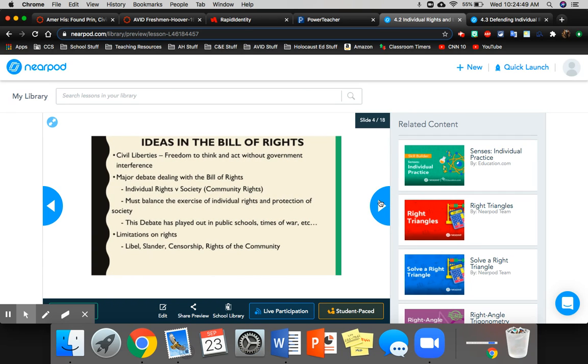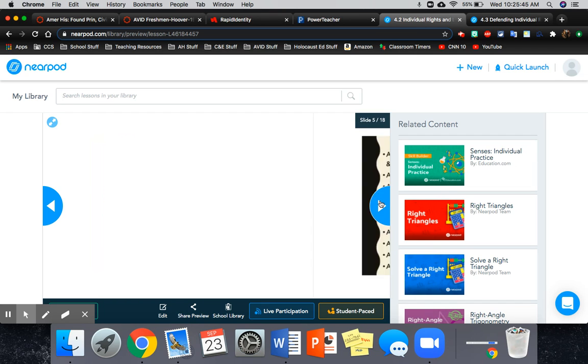All right, so ideas in the Bill of Rights. You've got civil liberties. All right, this is the freedom to think or act without government interference. One thing that I think a lot of people don't realize is that the Bill of Rights were added after the Constitution was passed. The Bill of Rights were added within the first year of the new government taking place in 1789. And remember, they were added because the Anti-Federalists wanted them in there.